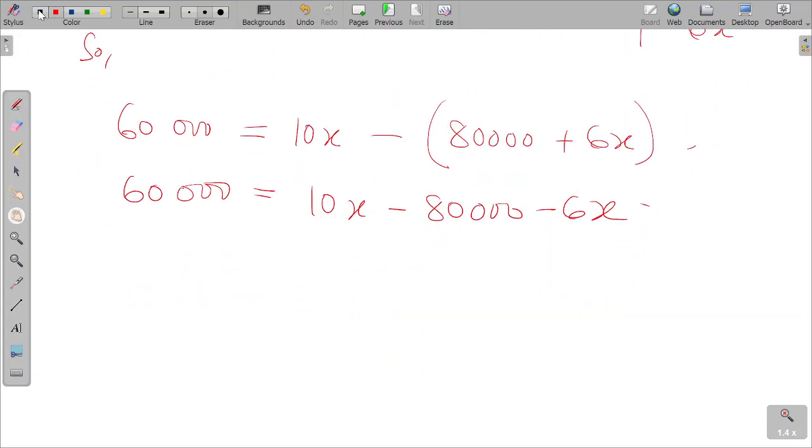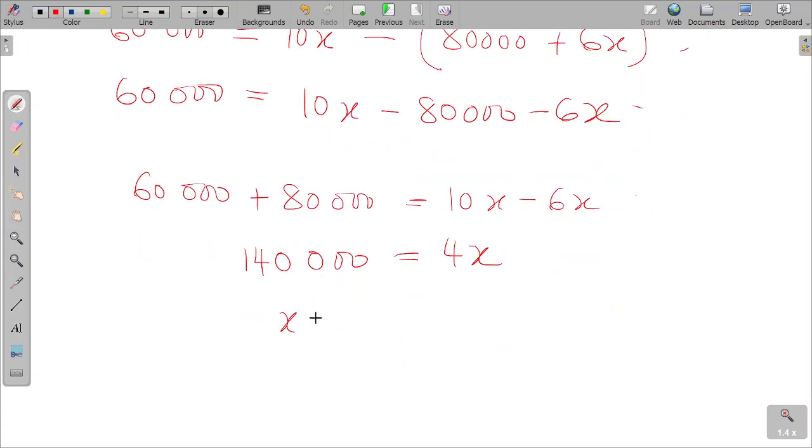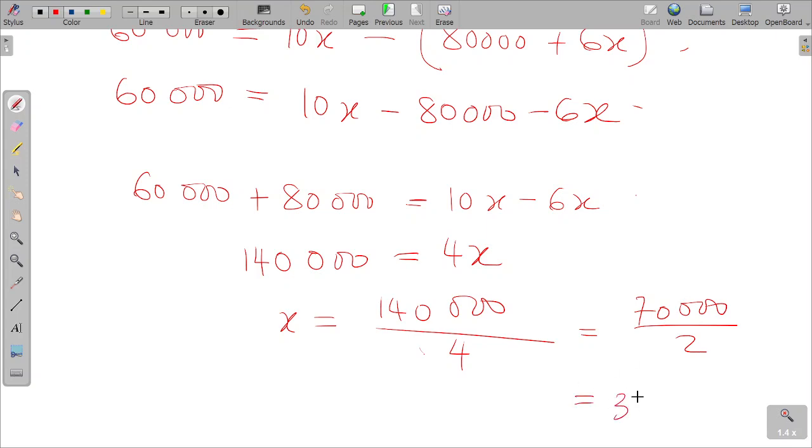Okay, now you need to solve this. To solve this, bring all the x on one side and the number on the other side. So we have 60,000 plus 80,000 equals 10x minus 6x. Okay, this will give us 140,000 equals 4x. So our x becomes 140,000 over 4. Which will give us 70,000 over 2, and then divide by 2 again, 35,000.